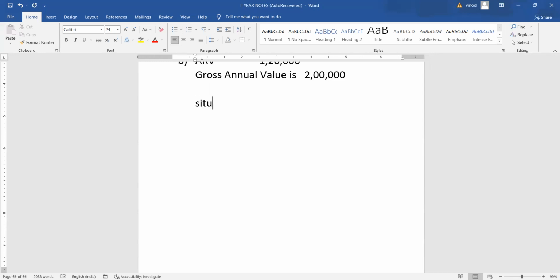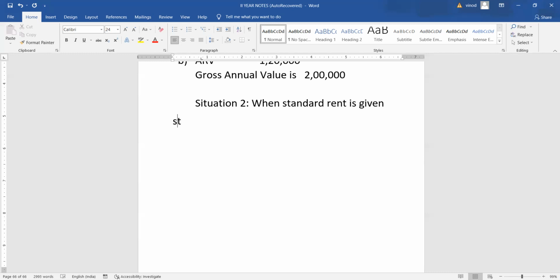Let's start. Situation number 2, we can write as situation 2. What is this situation? The situation is when standard rent is given. When standard rent is given, the calculation part of gross annual value.